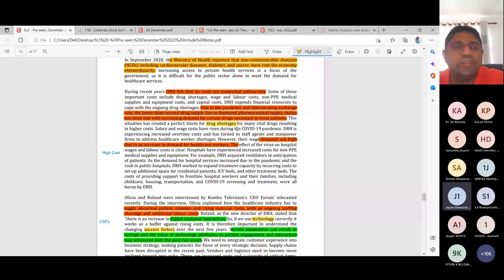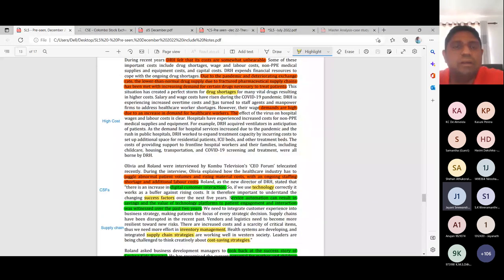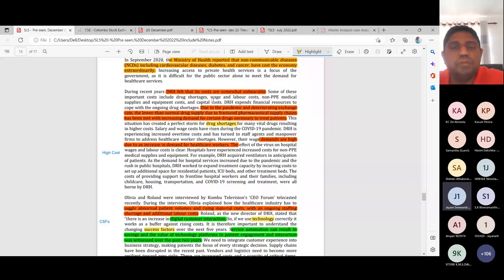During recent years, DRH felt that the costs are unbearable. That is the issue. Cost is high. Some of these important costs include drug shortage, wages and labor costs. These are macro environment issues, no, especially drug shortages, non-PPE medical supply equipment costs and capital costs.